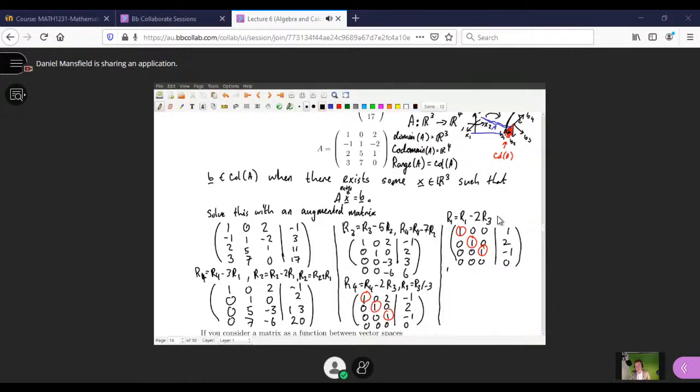It tells me that B is in the column space. In fact, I can even tell you what X is. X is 1, 2, negative 1, such that AX equals B. That is, B is in the range. You can call it range if you want, but I'm going to call it column space.